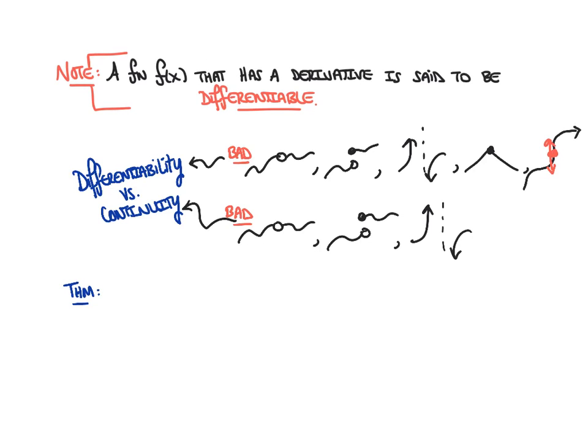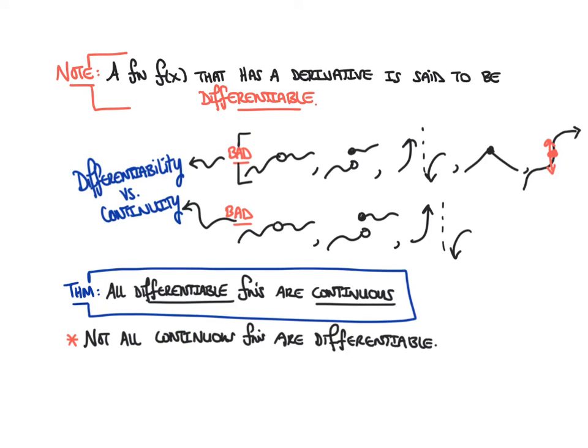And the theorem says that if a function is differentiable, so if it's differentiable, then none of these bad situations occur, then it must be continuous. By that same token, it's important to know that not all continuous functions are differentiable. And the reason for that are these last 2 situations.